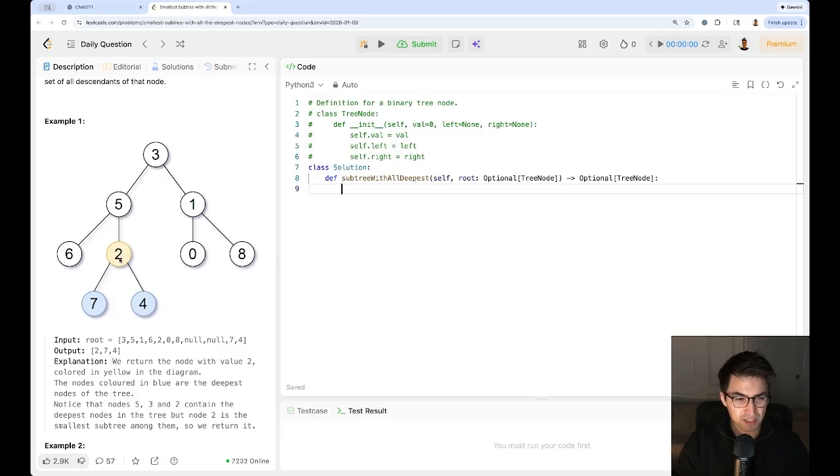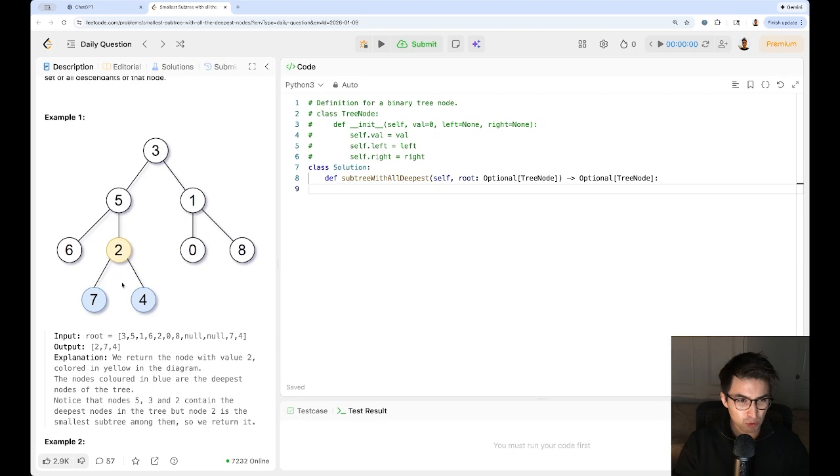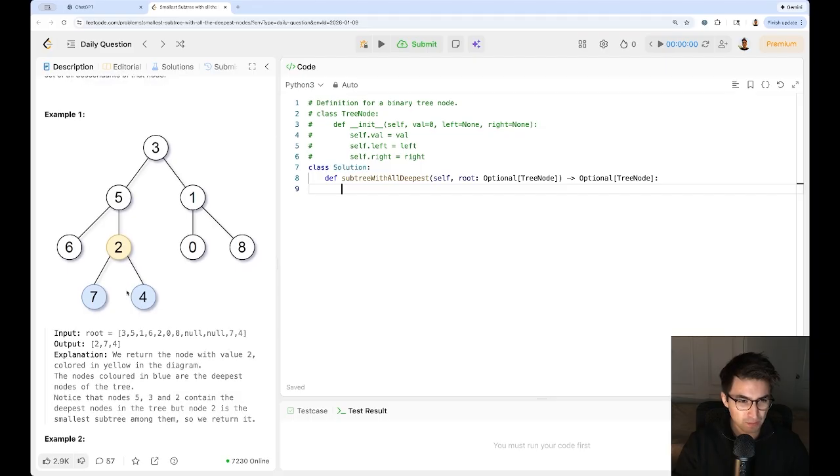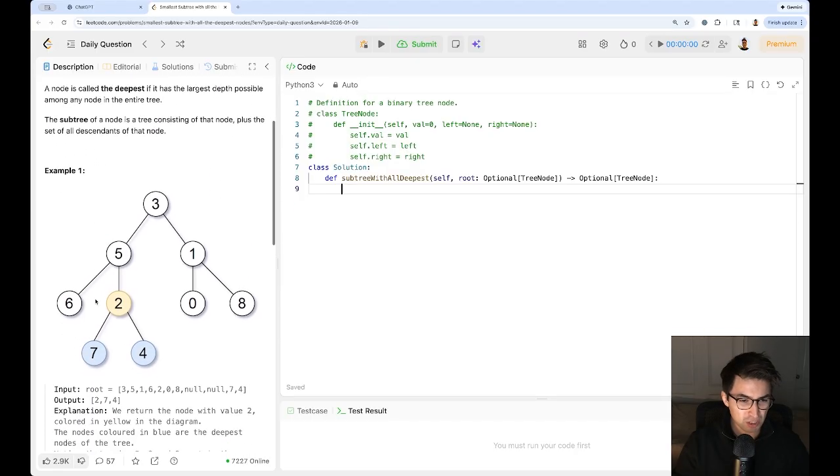I see, so 2 is a subtree containing 3 nodes. 5, 2, 7, 4 is a subtree containing 4 nodes, and 3 contains 5 nodes. So we want the tree that contains the deepest nodes and is the smallest subtree.